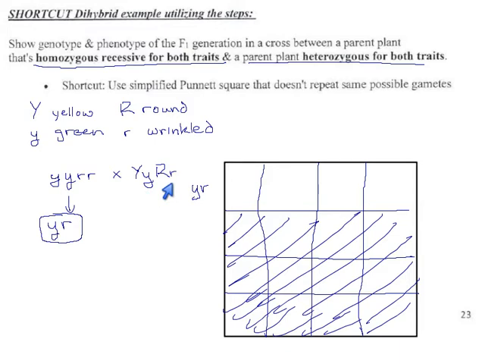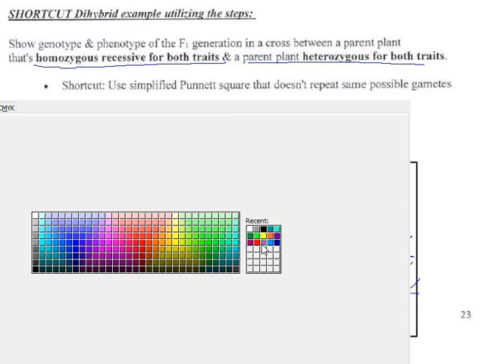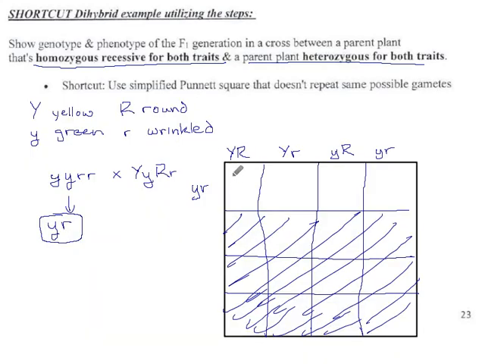Here we get good stuff. Here we get more variety, and we actually have to do FOIL. First would give me big Y, big R. That's one possible gamete. Outside gives me big Y, little r. Inside gives me little y, big R. And last gives me little y, little r. So if we have those down, we can work through and find all the offspring.